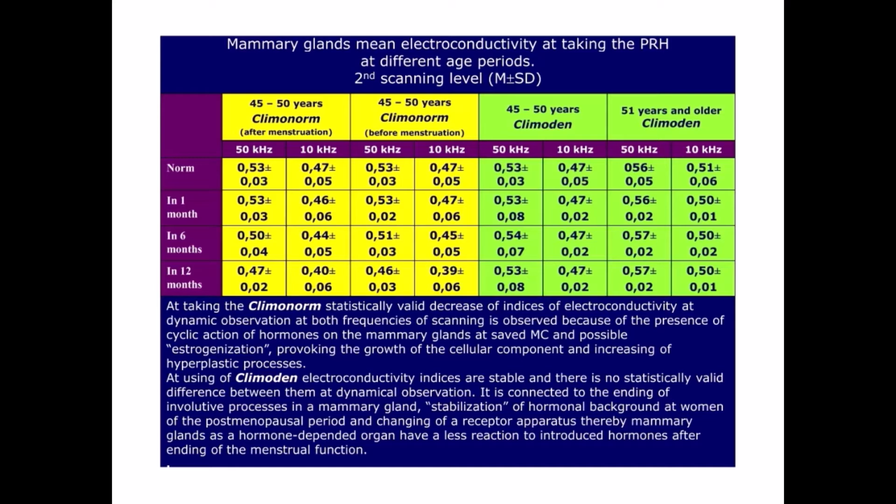At using of Climodon, electroconductivity indices are stable and there is no statistically valid difference between them at dynamical observation. It is connected to the ending of involutive processes in a mammary gland, stabilization of hormonal background at women of the postmenopausal period, and changing of a receptor apparatus, thereby mammary glands, as a hormone-dependent organ, have a less reaction to introduced hormones, after ending of the menstrual function.